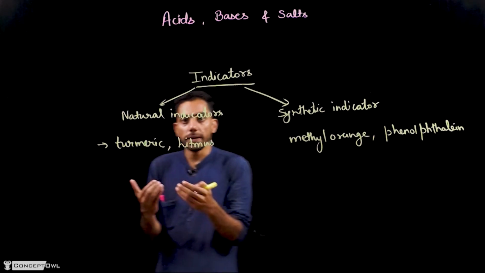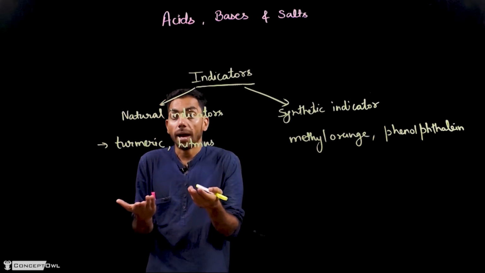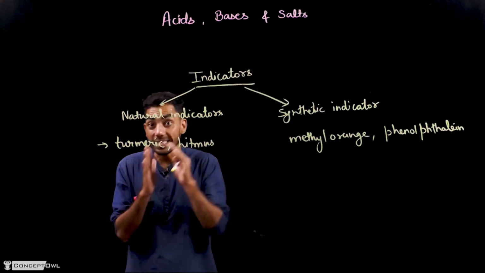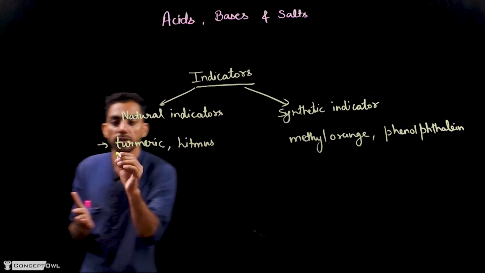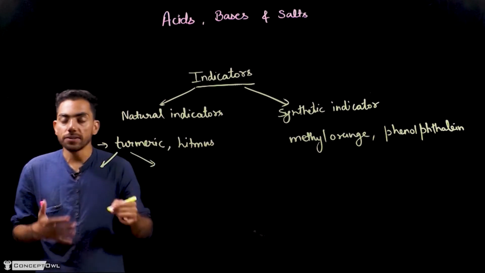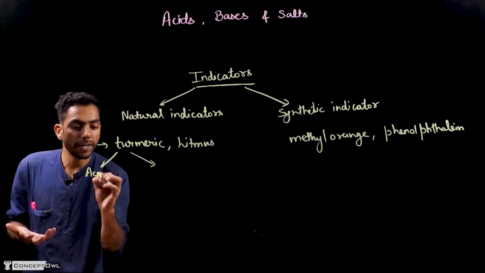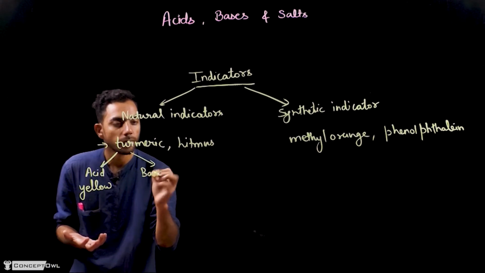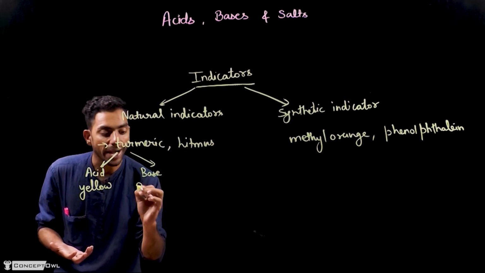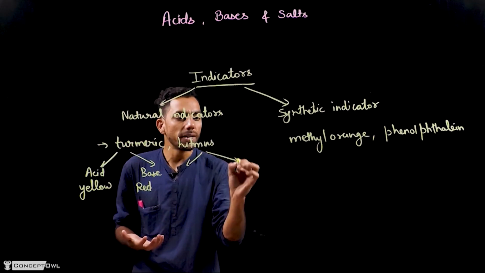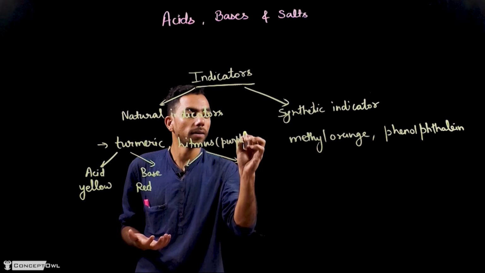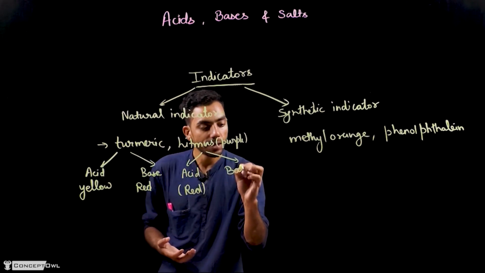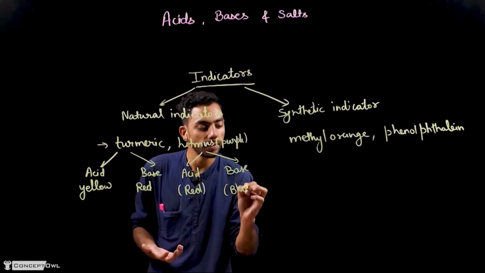Turmeric is yellow in color, and in acidic medium it retains its color, but in basic medium it changes its color from yellow to red. So I am writing these indicators' colors in different medium. In acidic medium, yellow only, and in basic medium, turmeric will change its color into red. What about litmus? Litmus is purple in color, and in acidic medium it's red, and in base it's blue. Correct.